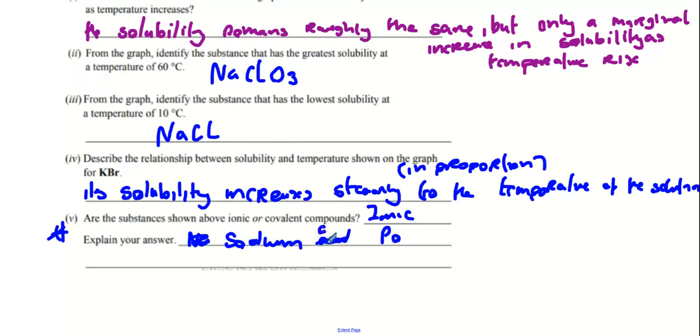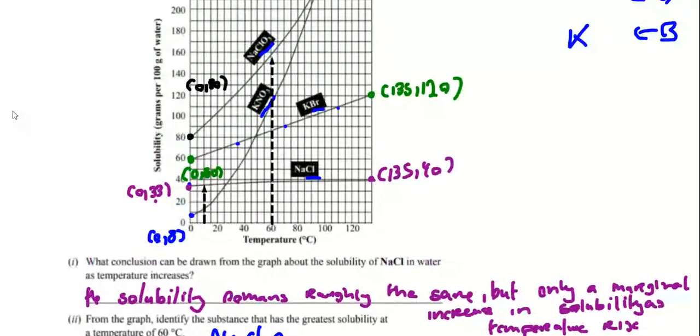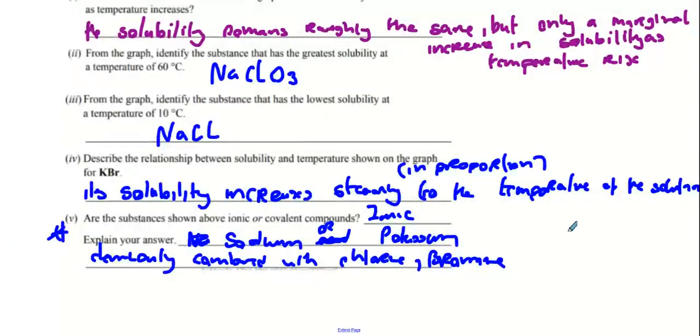Actually, sodium or potassium chemically combined with chlorine, bromine... what was there another one, was there? Yep, chlorine and bromine are usually ionic, are always ionic, excuse me. Okay, good. All right, let's move on.